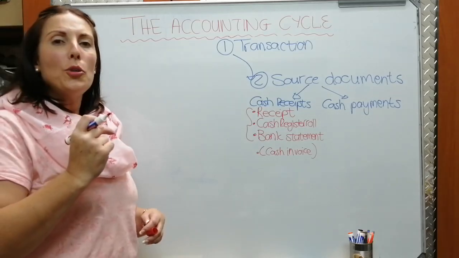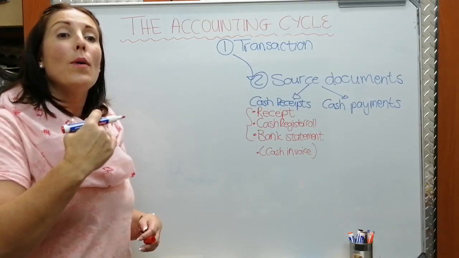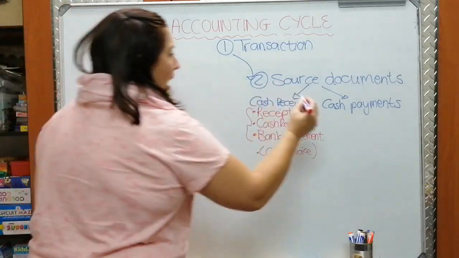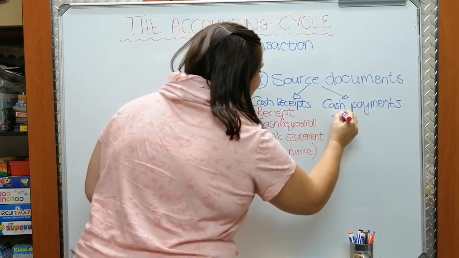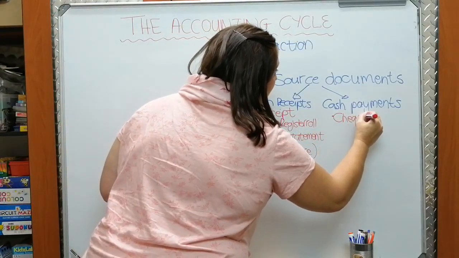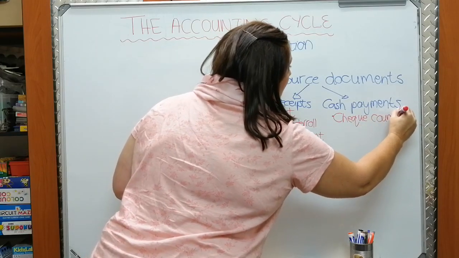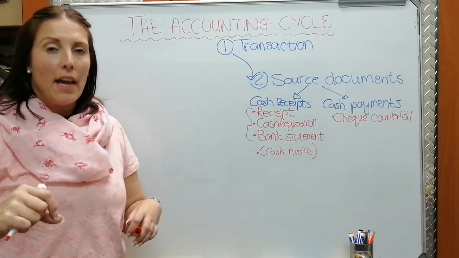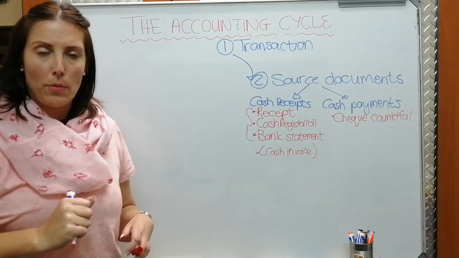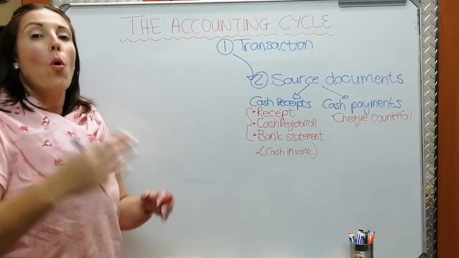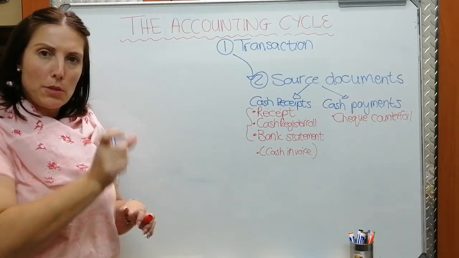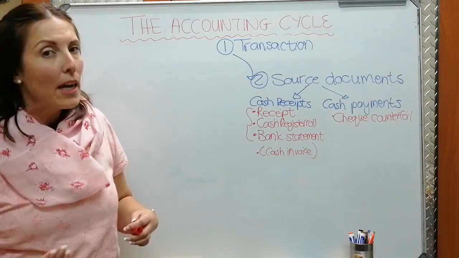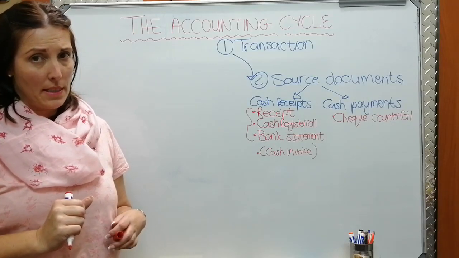Right, and then what documents do we use when our business pays out money or buys something? First of all, our original document is the check, and we said our source document is the check counterfoil. Why? If we've written out that check, we've given it to the person or the business from whom we are buying, that check is gone. All that we have left in the checkbook is that small piece of paper, which is the check counterfoil, and from there we're going to record that transaction in the books of the business.